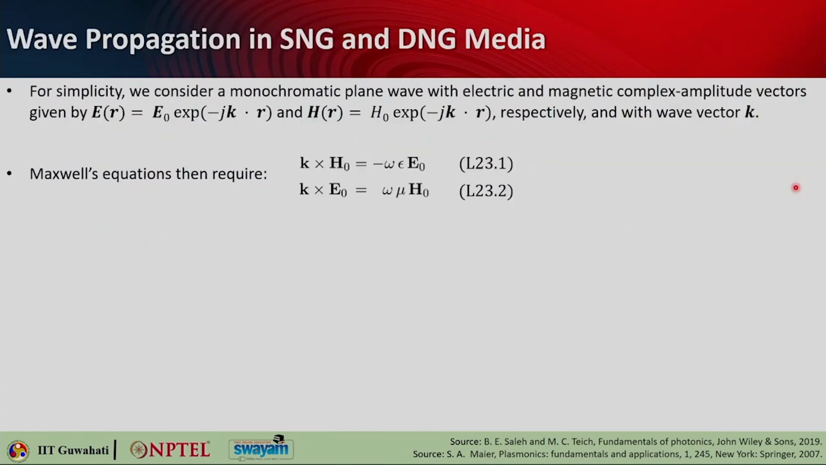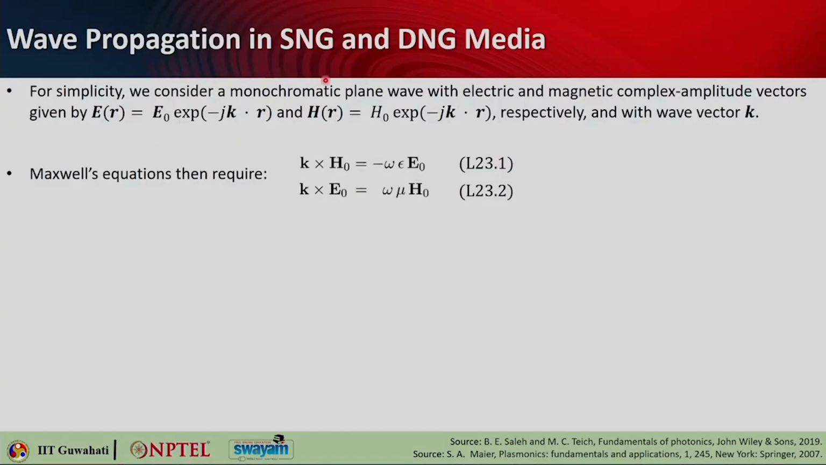Now let us look into some of the wave propagation characteristics in a single negative and a double negative medium. For simplicity, we can consider a monochromatic plane wave with electric and magnetic field amplitudes given by these vectors. Let's consider E(r) as E0 exponential minus j k dot r, and H(r) as H0 exponential minus j k dot r. What is k here? k is the wave vector.